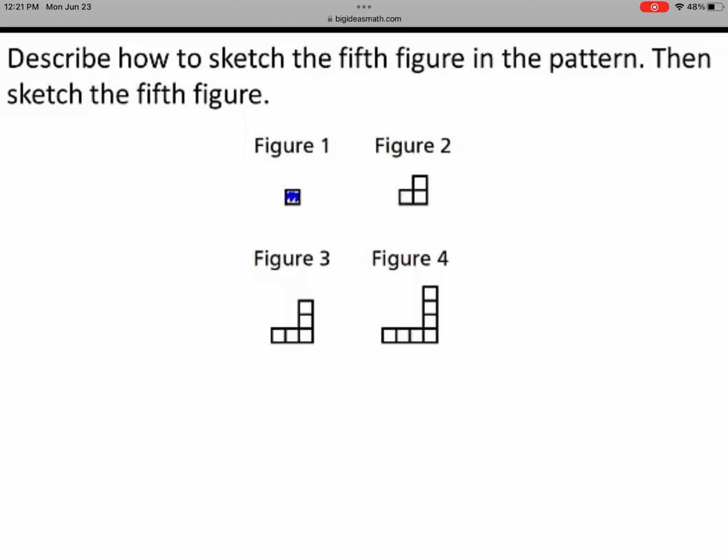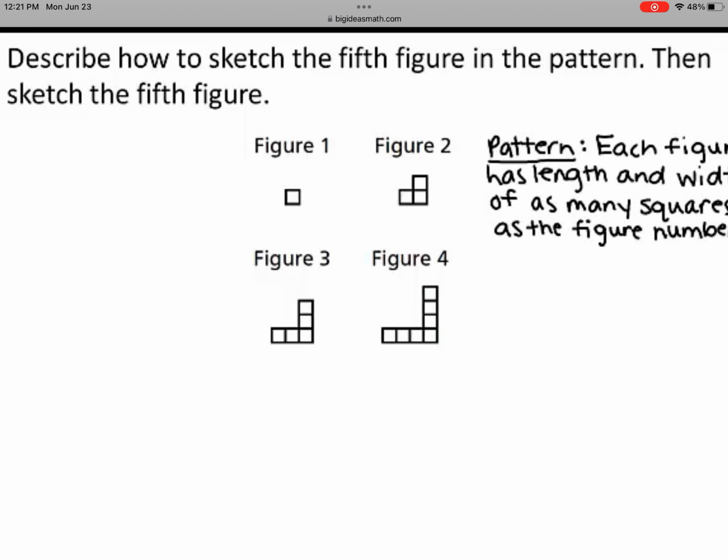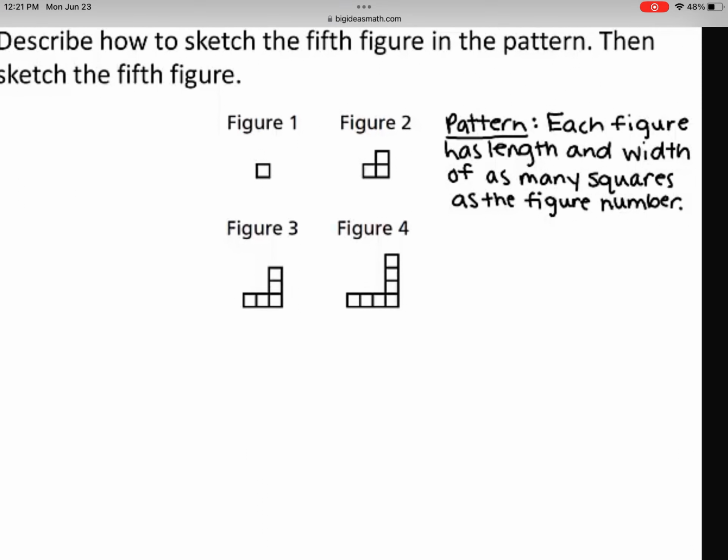width of one box. Figure 2 has a length and width of two boxes. Figure 3 has a length and width of three boxes. And figure 4 has a length and width of four boxes. Therefore, each figure has a length and width of as many squares as the figure number.